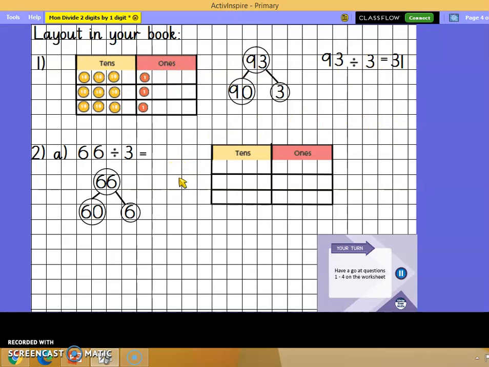I do the same again for 2. When you've finished, you'll pause the video here so you know exactly what to do. When you've finished up to the end of number 4, come back to me.